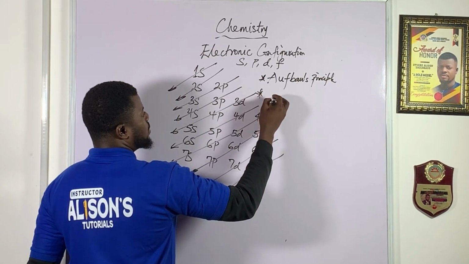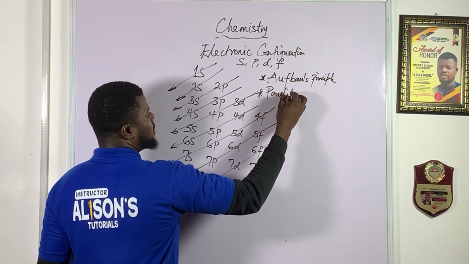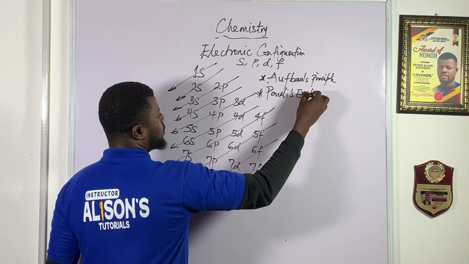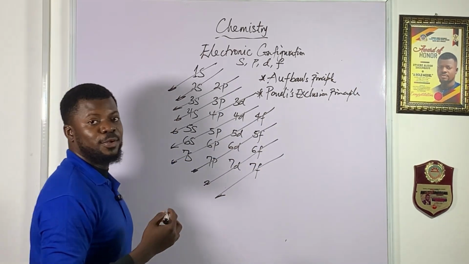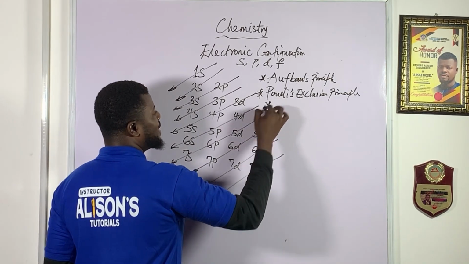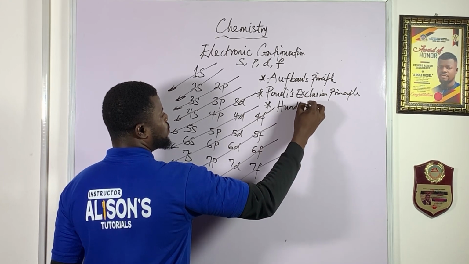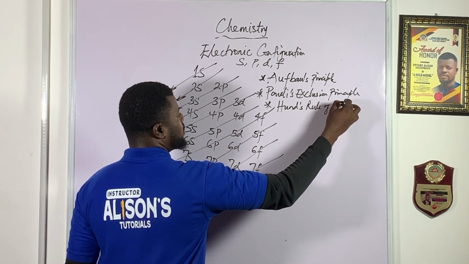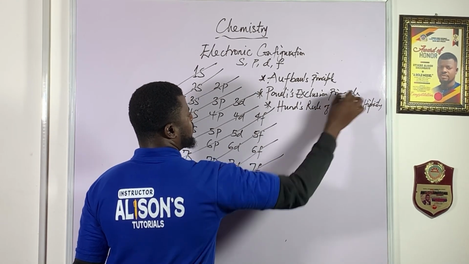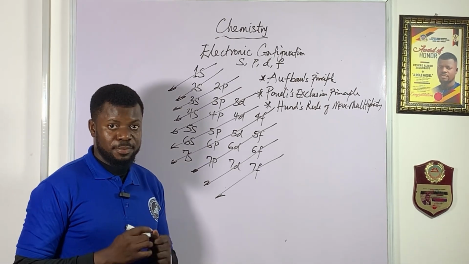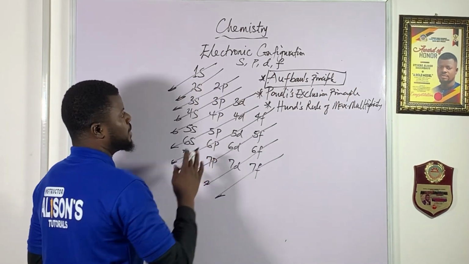And the second one, some people call it Pauli's exclusion principle, some people call it Pauli's exclusive principle. That's completely fine. And the next one is Hund's rule of maximum multiplicity. There are other names to this, but let's keep things simple. All right, remember, for this video, we're going to consider the Aufbau principle.